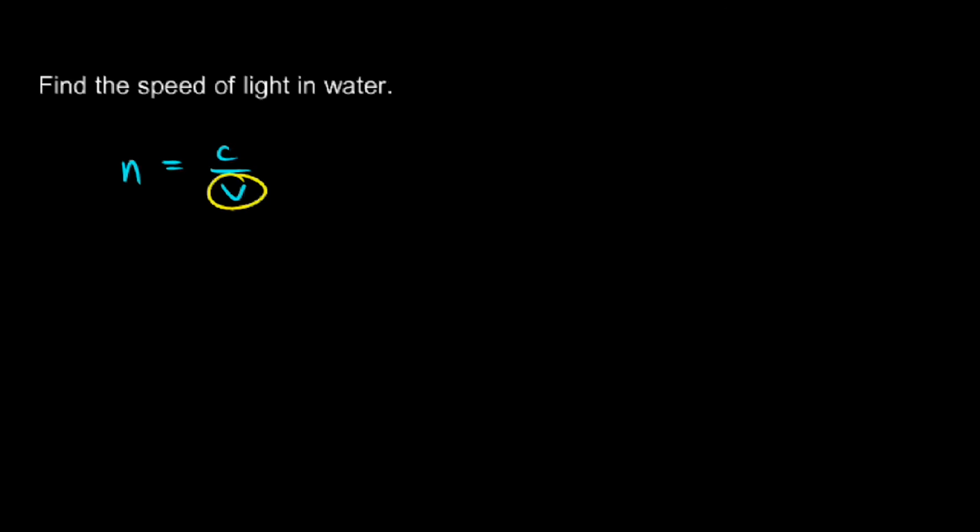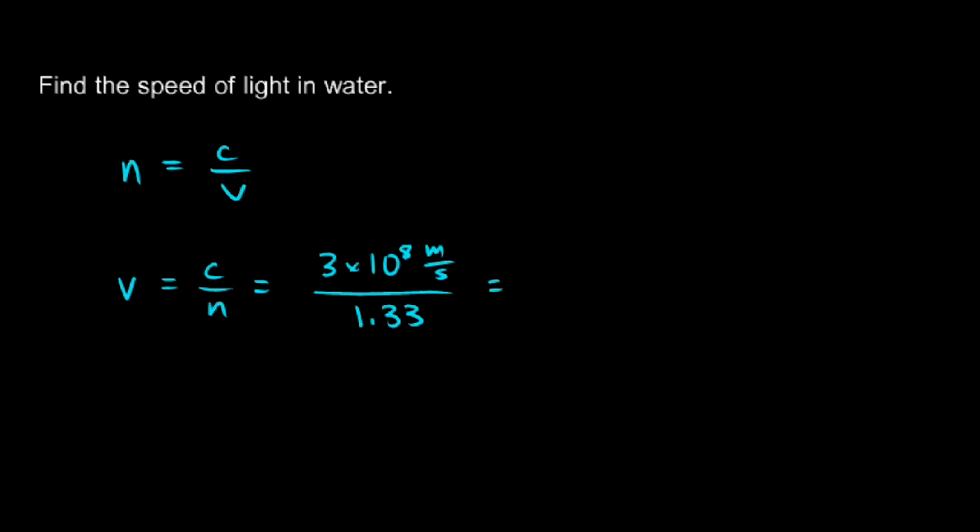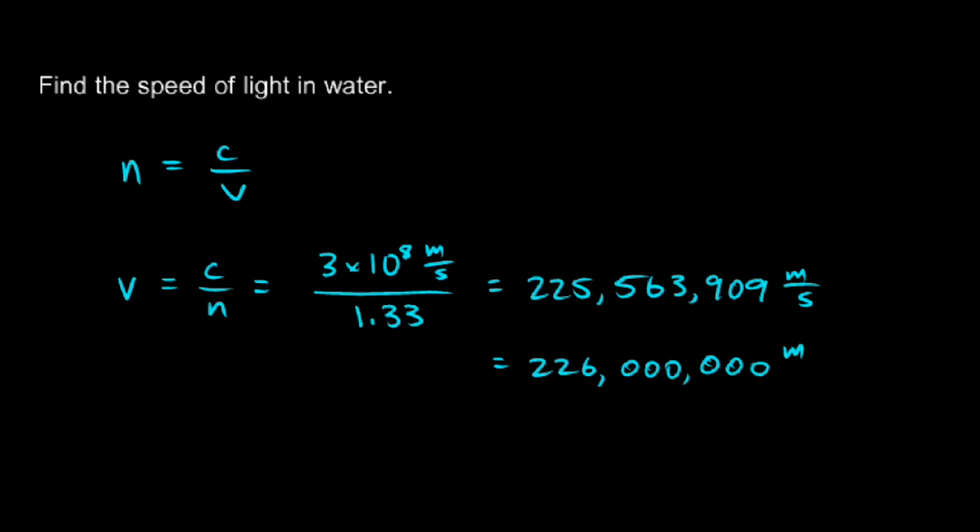So we just need to solve this for V. And the algebra is real simple. Just take this guy and that guy and trade places. So V is equal to C over N. And C is the speed of light in a vacuum. That's 3 times 10 to the 8th meters per second, divided by N, which is the index of refraction for water. And we looked that up. It's 1.33. So when we do that, we divide and we get 225,563,909 meters per second. And we would probably just round that to 226 million meters per second.